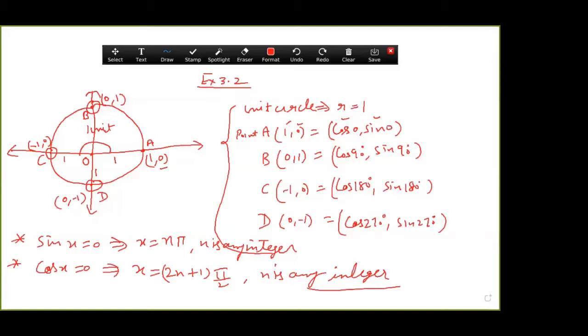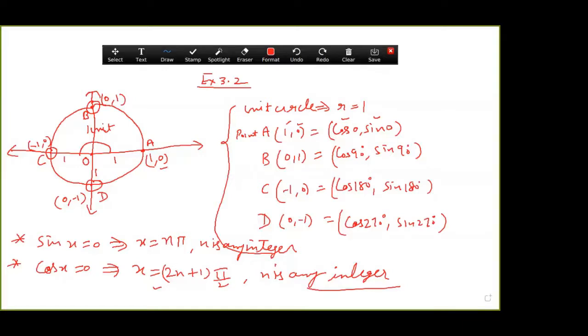And cosecant, you can say it will be equal to what? Cosecant x is equal to 1 upon sin x, and x will not be equal to n pi. And secant x is 1 upon cos x, but cos x should not be equal to 0, that is, x is not equal to (2n+1) pi by 2 here.